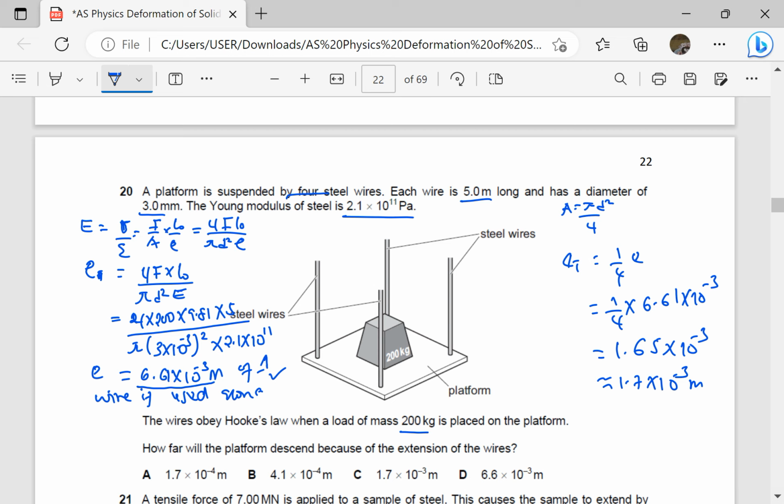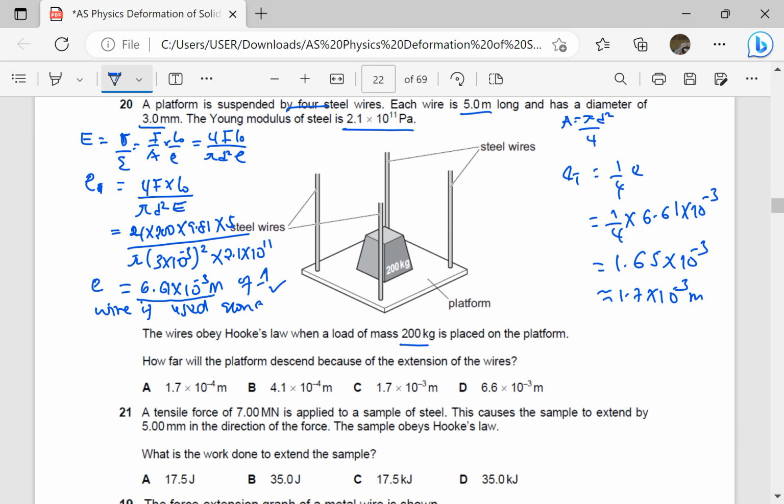But now, since there are 4 wires, they will behave like they're in parallel. Therefore, the total extension is going to be a quarter of the extension of one wire. Why a quarter? Because there are 4 wires. So our answer is going to be C as opposed to D. D would be the extension if one wire is used for that load.